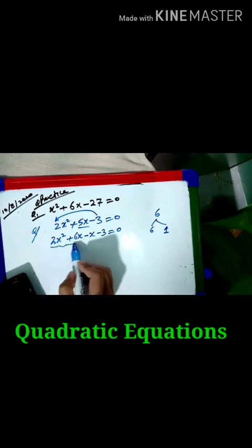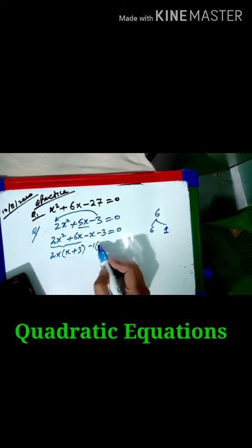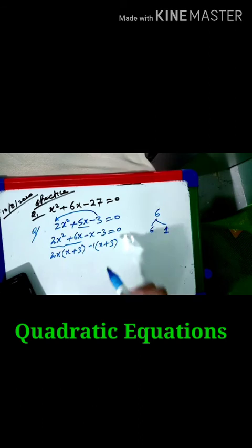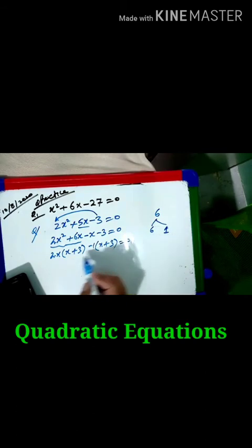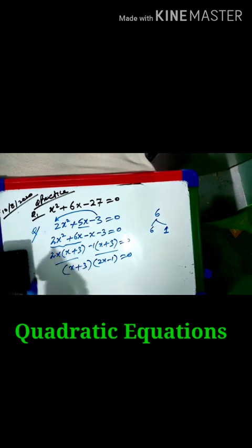Now from these two the steps are the same. 2x is common, x plus 3. Minus 1 is common, x plus 3. Because if I take minus as common, both signs will be changed, so according to that I get both signs positive. Now this and this are the same. So my factors will be x plus 3 and 2x minus 1 equal to 0. Dividing, my first answer is x plus 3 equal to 0, so x equal to minus 3. The first is very easy.